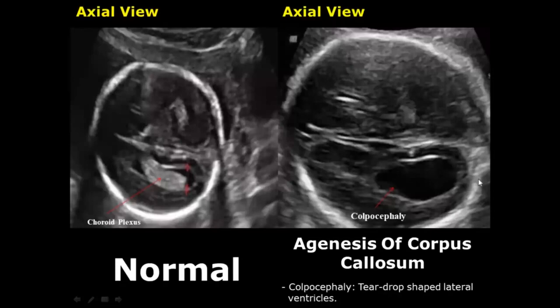One classic sign is colpocephaly, which is the teardrop-shaped lateral ventricle configuration. The ventricles are dilated and they have a teardrop shape as compared to the other types of ventriculomegaly. This one has a different shape.